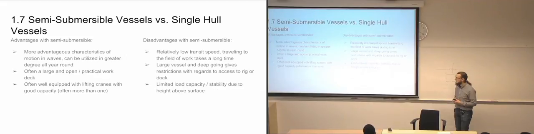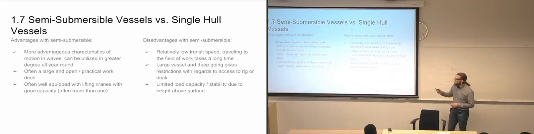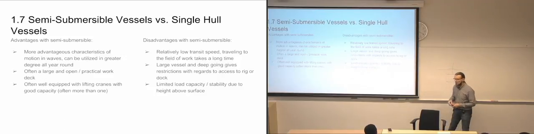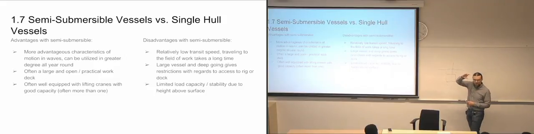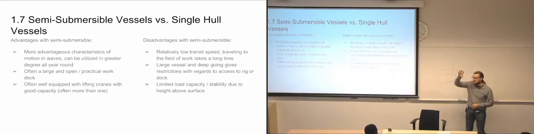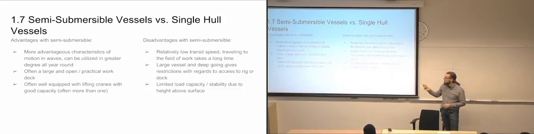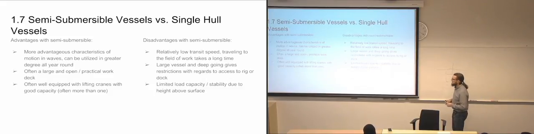They also have a limited load capacity. You would have thought that since they have very powerful cranes and can lift very heavy loads, they could also load quite a lot. But this is because when they are moving, they are of course raising themselves up out of the water, so they get quite high up, so the center of gravity ends up quite far above the ocean surface, which means that they get quite a lot of tipping motions going on, and they get very low stability if they have too much heavy load on them. So they're not that well equipped to transport heavy loads.